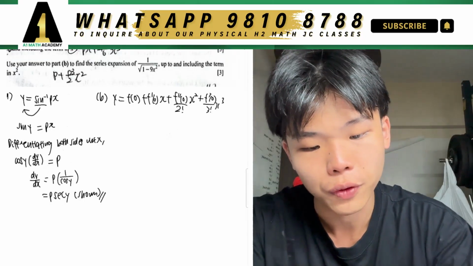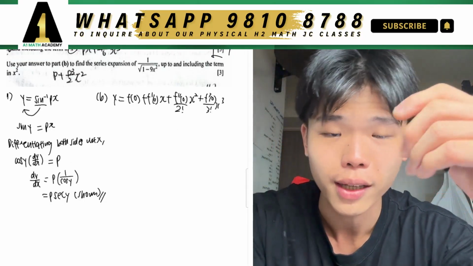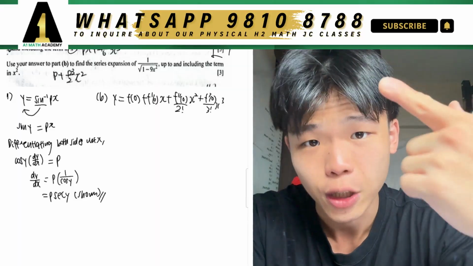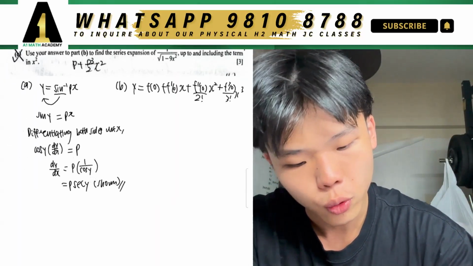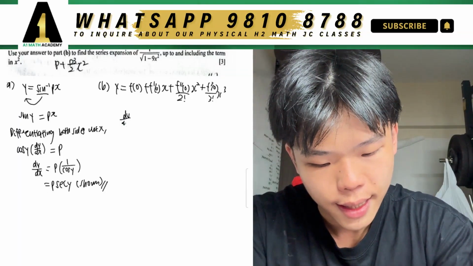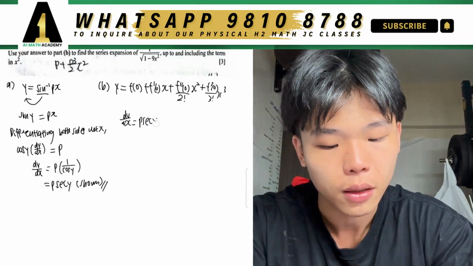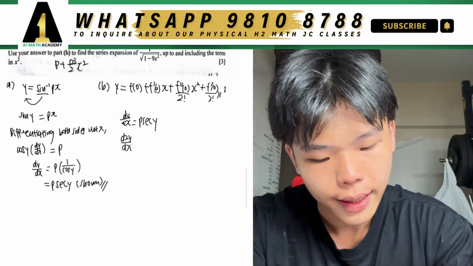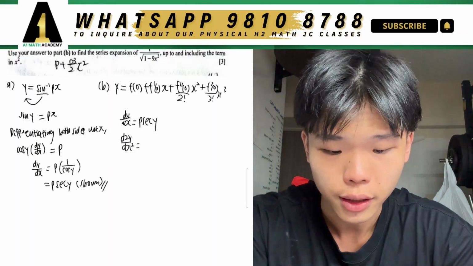So for this next portion, given that it's 5 marks, we still need to find our d²y/dx² and d³y/dx³, right? So we're going to use our results over here to actually derive that. From part A, we know that dy/dx is p secant y. So d²y/dx² will be as simple as just differentiating this, right?